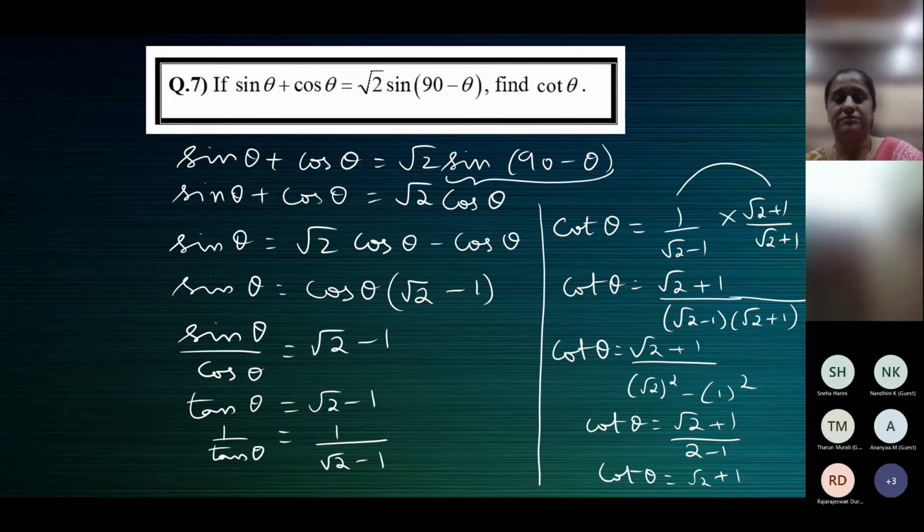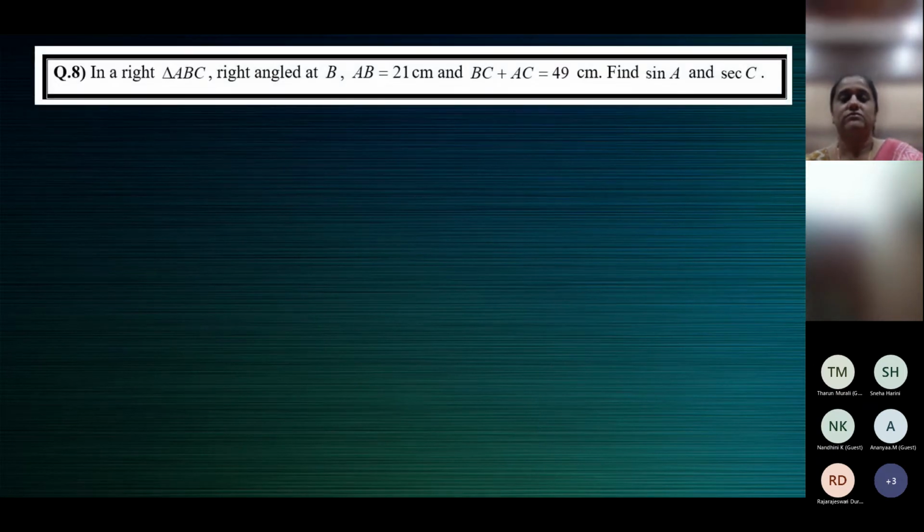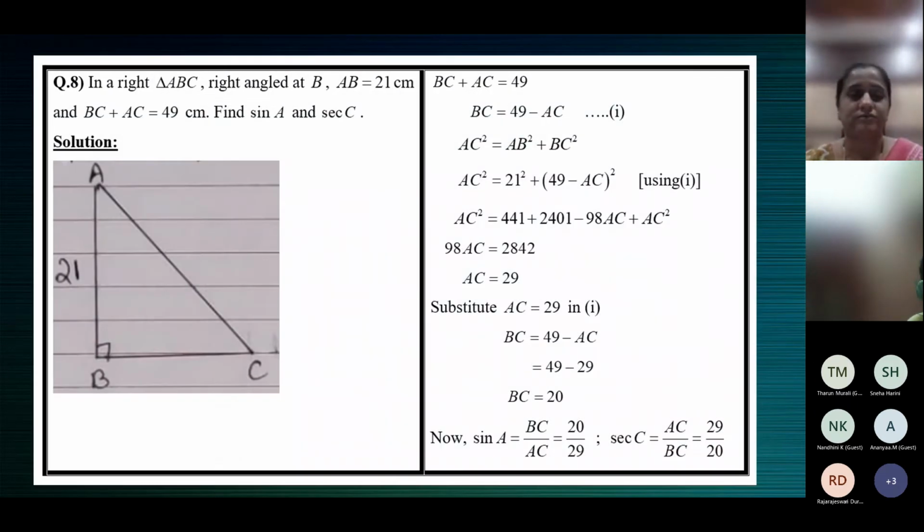Yeah, finished? Yes, ma'am. Yeah, complete this in your book. You can understand this one. Yeah, take a screenshot and finish it.